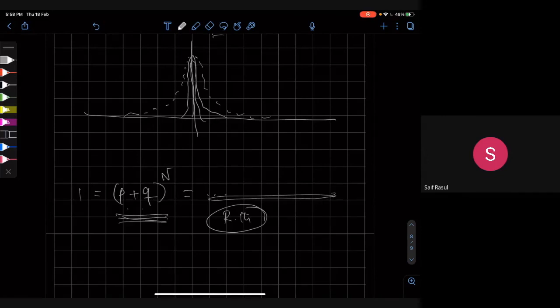Sir, what's the difference between a normal distribution and Gaussian distribution? A binomial distribution, you can see, is a discrete distribution. A Gaussian distribution is actually a continuous distribution, and we'll come to that. Yes, sir. Thank you.